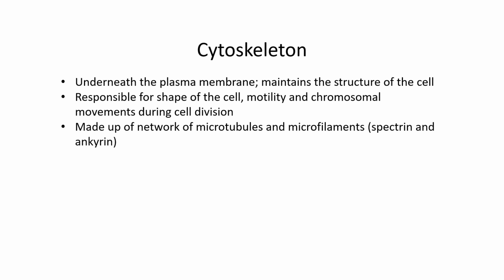Next, we have the cytoskeleton. Just like the human body is supported by the skeletal system, the structure of the cell is also maintained by what we call the cytoskeleton, which is present underneath the plasma membrane. It is responsible for the shape of the cell, its motility, and chromosomal movements during cell division. The cytoskeleton is made up of a network of microtubules and microfilaments, which contain the proteins spectrin and ankyrin.